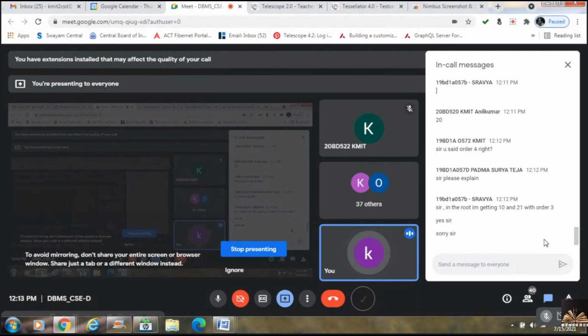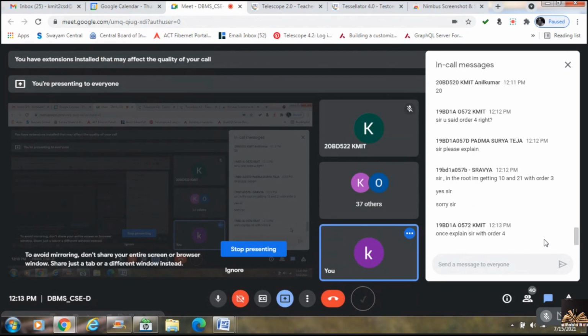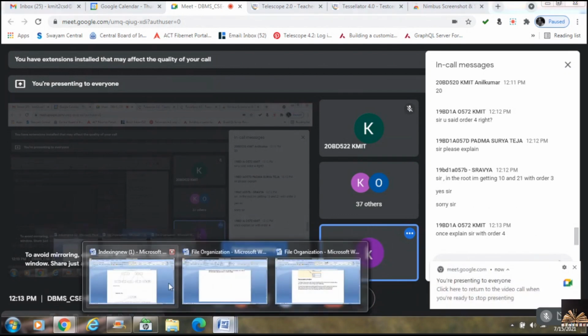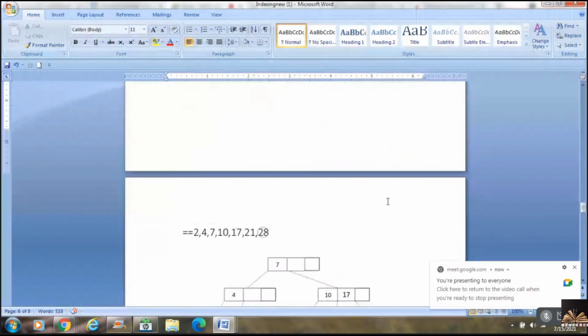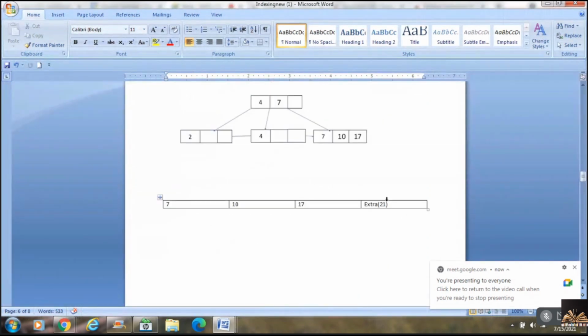Surya, where is the problem? But the previous problem I have done with order 4 only, right? Order 4 means number of keys is 4 minus 1. Rule number 72. So this is order 4 only, Norma. Try to see this.